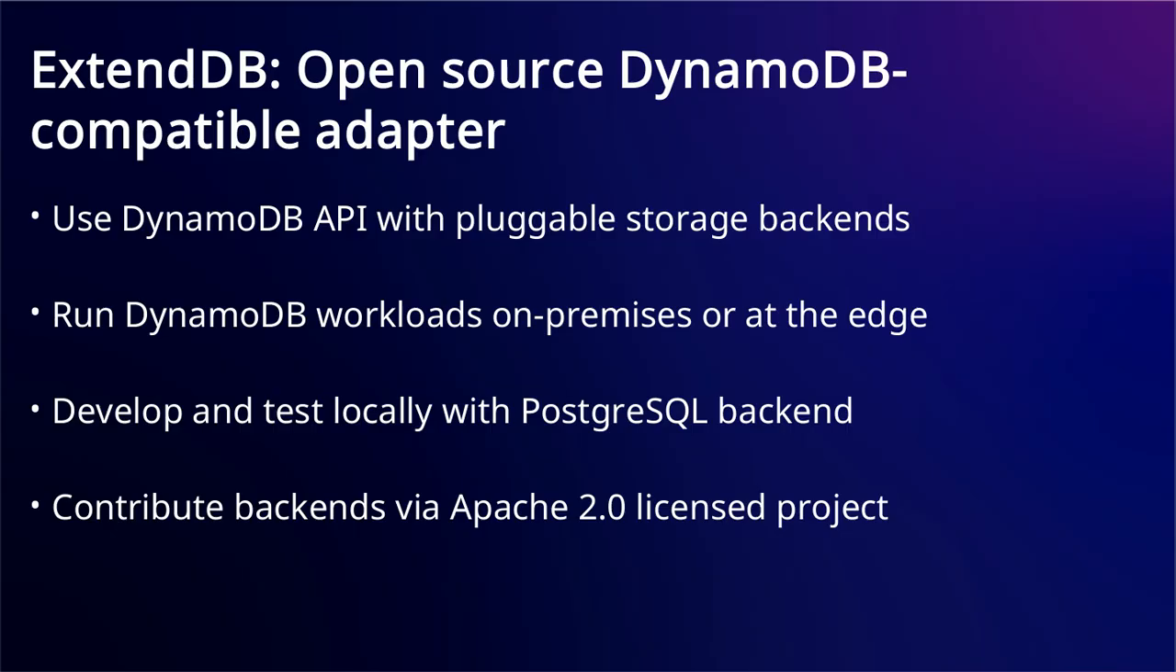You can use the DynamoDB API with pluggable storage backends, allowing you to switch between different database systems without changing application code. You can run DynamoDB workloads on premises or at the edge where the managed service is not accessible. You can develop and test locally with the PostgreSQL backend for high-fidelity development and continuous integration testing. You can contribute backends via the Apache 2.0 license project, as the pluggable architecture allows the community to add storage backends without modifying the core adapter.